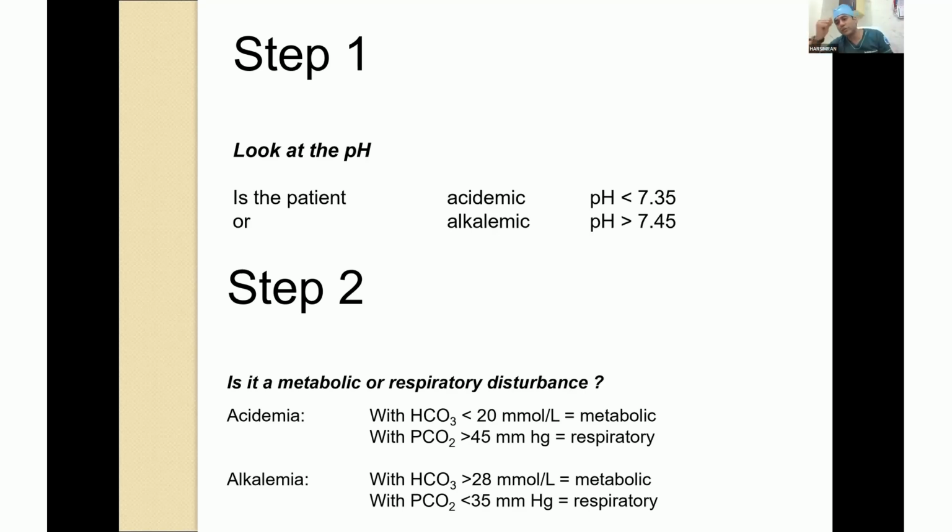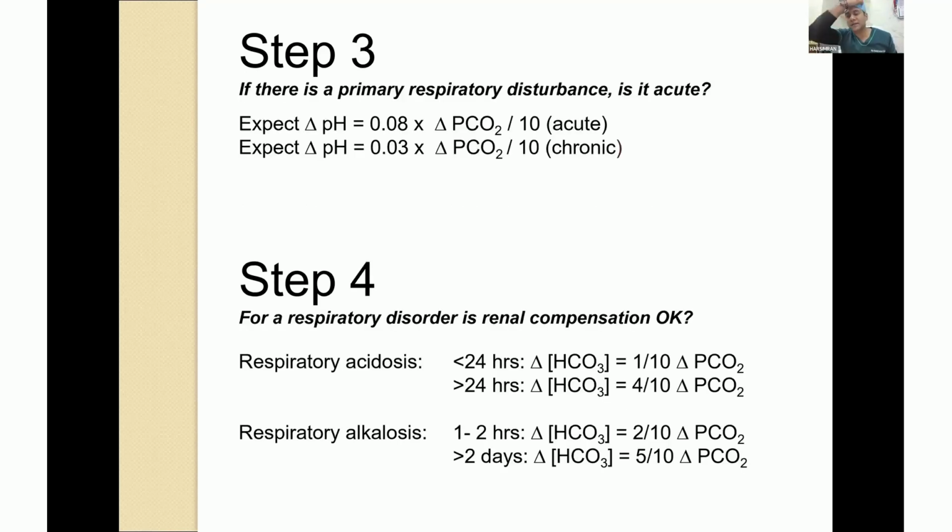So if pH and PCO2 are moving in opposite directions, the primary pathology is respiratory. If pH and PCO2 are moving in the same direction, the primary pathology will be metabolic. So the second step is metabolic or respiratory, as I've told you. If they are moving in opposite directions, then comes the third step.